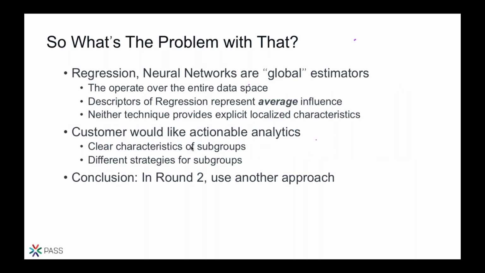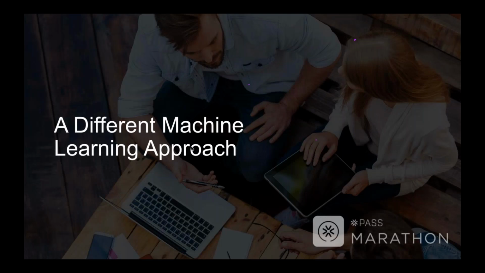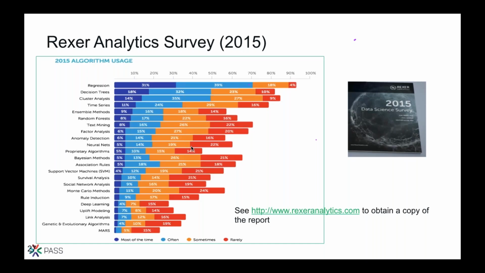Regression and neural networks are fantastic models. They're global estimators, which means you build one model that describes everything in the data, and that's what we're showing so far. However, what about a different approach? And this is a picture from a survey by Rexer Analytics. I've got the link here. It's a great survey of all kinds of characteristics of data scientists, who they are, where they live, what kinds of models they build.